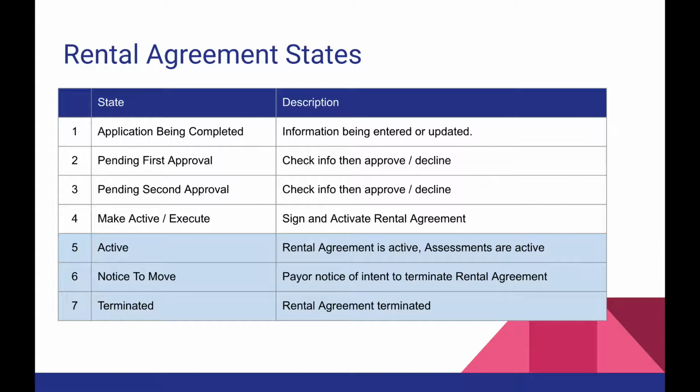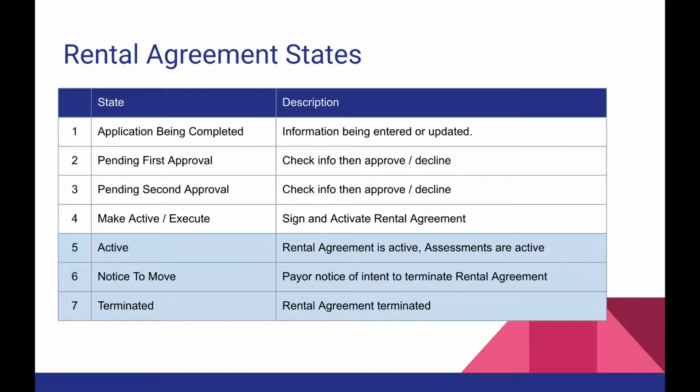Now, the intent with this phase is to validate the data that's been entered. So you may want to run background checks or do any number of checks on the data that you've been provided. Once that's completed, the first approver can accept or decline. If the first approver declines, they'll supply a reason and the rental agreement will be terminated. If they approve, we'll move on to the second approval.